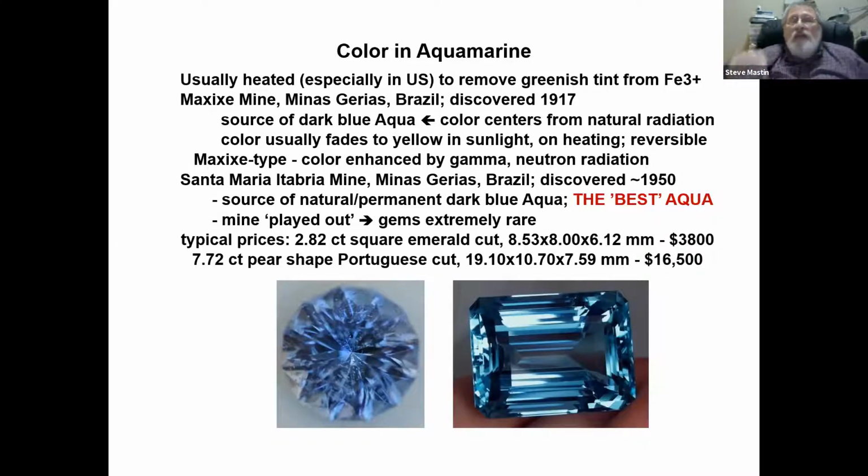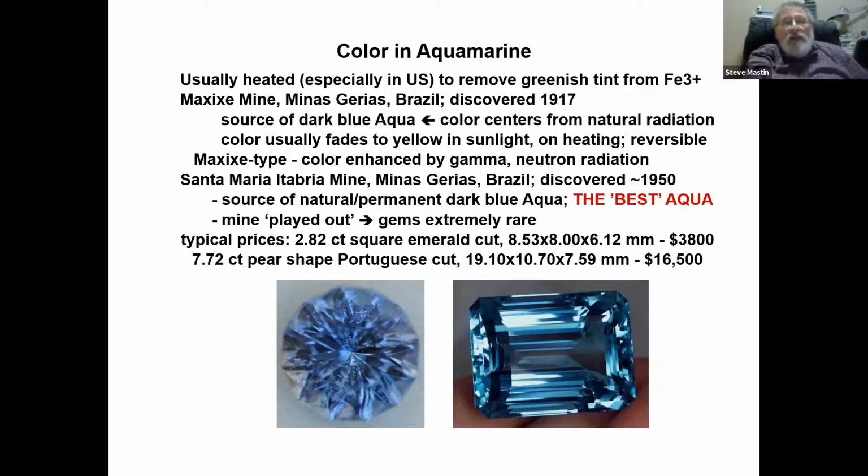On the other hand, in about 1950, another mine was discovered in a similar region. And the stones from that mine are called Santa Marias. And they have permanent, natural, dark blue color. And they are considered the creme de la creme of aquamarine. And since the mine played out pretty quickly after it was discovered, gems are extremely rare.